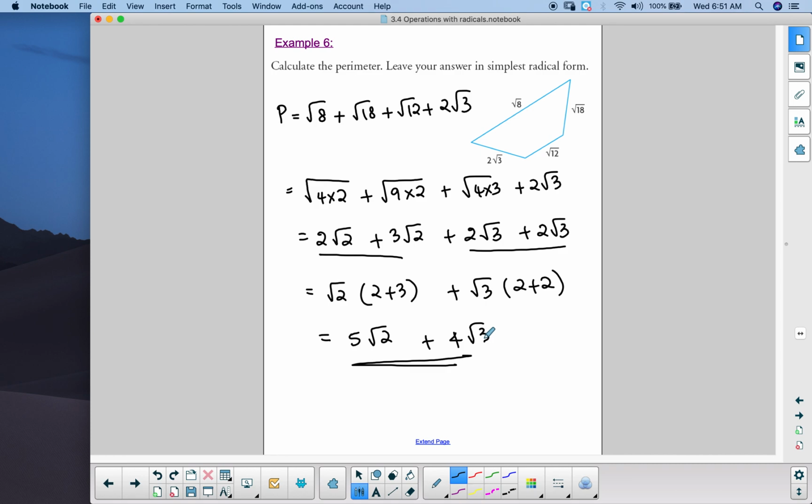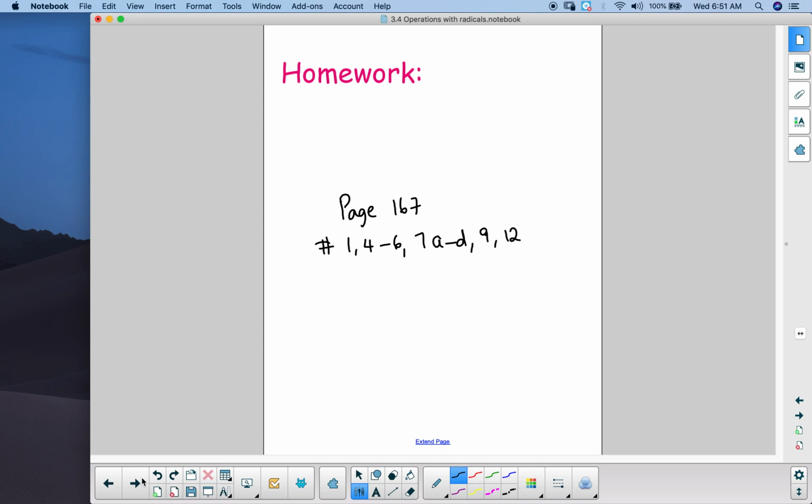And that's the perimeter. Okay, so now you can do the practice questions at the back of the lesson in the textbook.